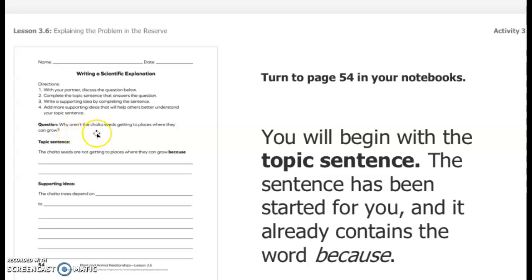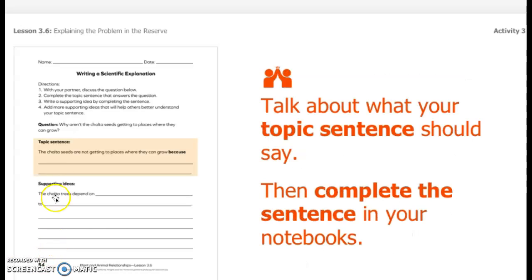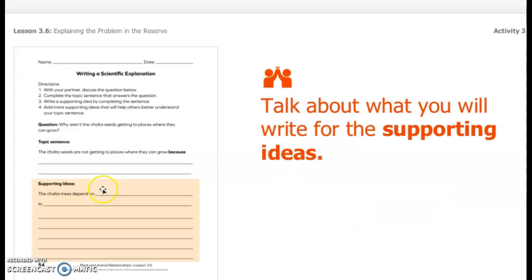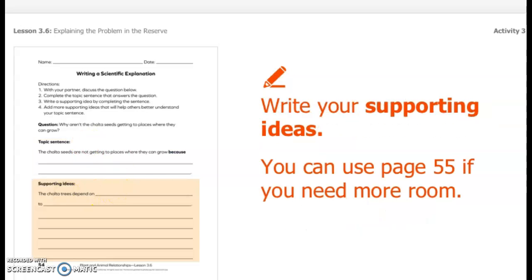So the question is, why aren't chalta trees getting to places where they can grow? Chalta trees are not getting to places where they can grow because, think about the elephants, think about that map with the fence. Those are all different reasons why the chalta trees aren't growing, okay? The chalta trees depend on something to grow, so what do they depend on? Think about the animals. Think about the habitat. Think about the seeds, okay? And it has to be in a complete sentence.